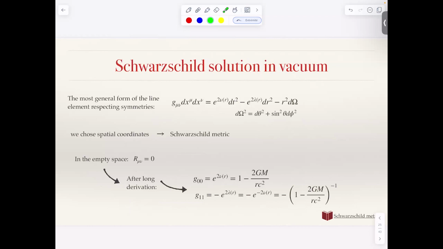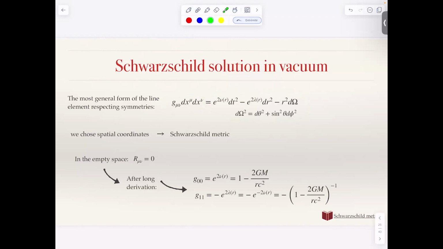How to solve the general relativistic equations? The way to solve it is to determine the metric which drives your system. So what is a metric? For instance, here, this is the most general form of a metric which respects the spherical symmetry. Your metric is a measurement in space-time.